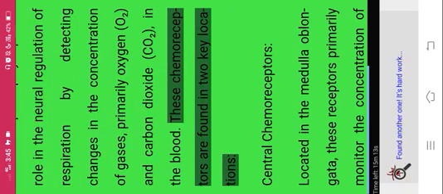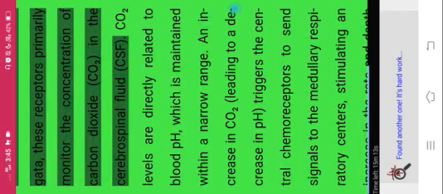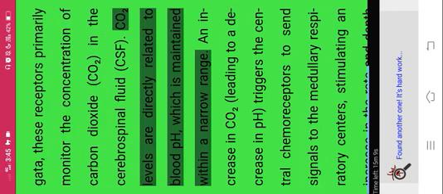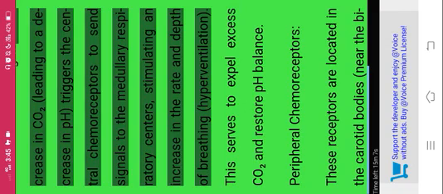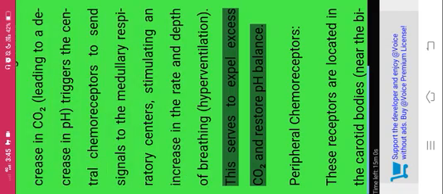These chemoreceptors are found in 2 key locations. Central chemoreceptors. Located in the medulla oblongata, these receptors primarily monitor the concentration of carbon dioxide (CO2) in the cerebrospinal fluid (CSF). CO2 levels are directly related to blood pH, which is maintained within a narrow range. An increase in CO2 leading to a decrease in pH triggers the central chemoreceptors to send signals to the medullary respiratory centers, stimulating an increase in the rate and depth of breathing (hyperventilation). This serves to expel excess CO2 and restore pH balance.